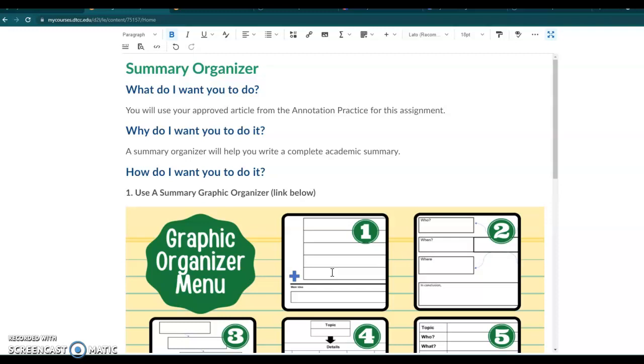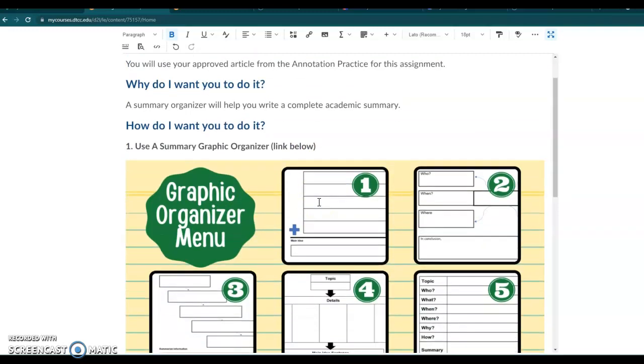for your annotation practice. So you're going to take that annotation practice article from 101 and you're going to summarize it because that's what we're doing over in 101. You're going to be turning in a summary and a paraphrase at the end of the week. So you're going to want to take that article and use the organizer to help you summarize it.